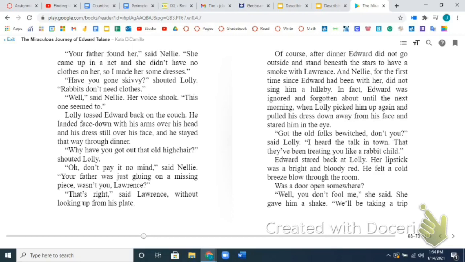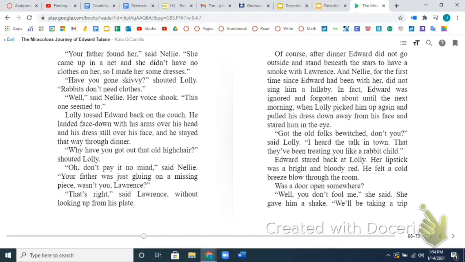Lolly picked him up again, pulled his dress down away from his face, and stared him in the eye. "Got the old folks bewitched, don't you?" said Lolly. "I heard talk in town that they've been treating you like a rabbit child." Edward stared back at Lolly. Her lipstick was a bright and bloody red. He felt a cold breeze blow through the room. Was a door open somewhere?